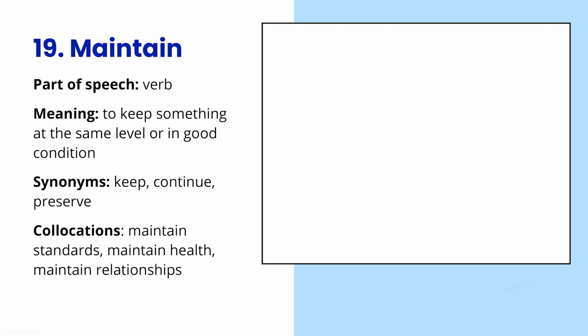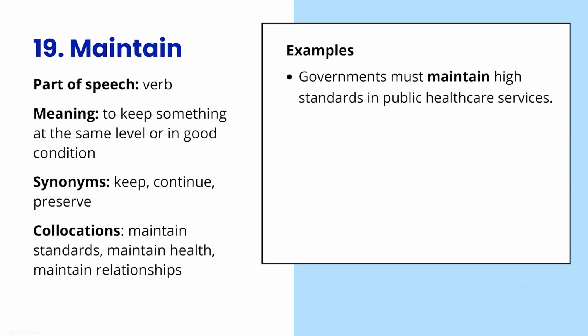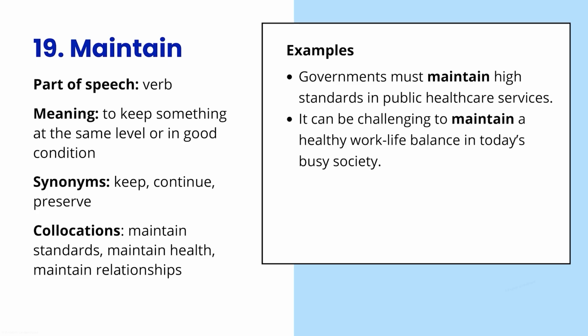Collocations: maintain standards. So this means to keep the standards at the same level or at a good level. Maintain health. So again, this means to keep health at the same level. Maintain relationships. So to keep our relationships in good condition. Governments must maintain high standards in public healthcare services. It can be challenging to maintain a healthy work-life balance in today's busy society.